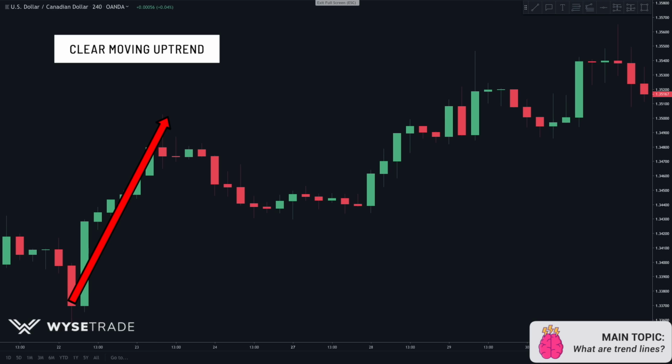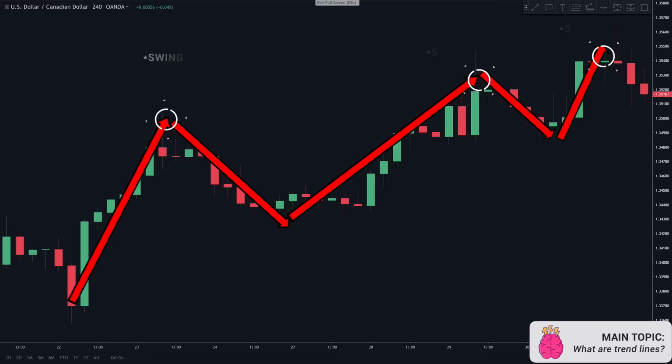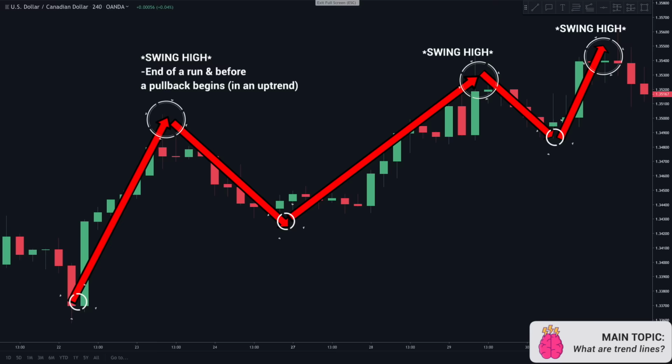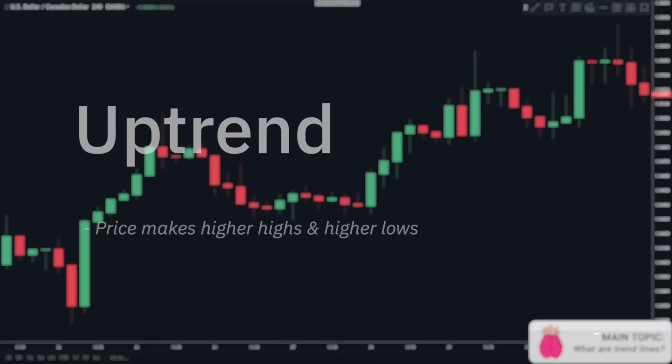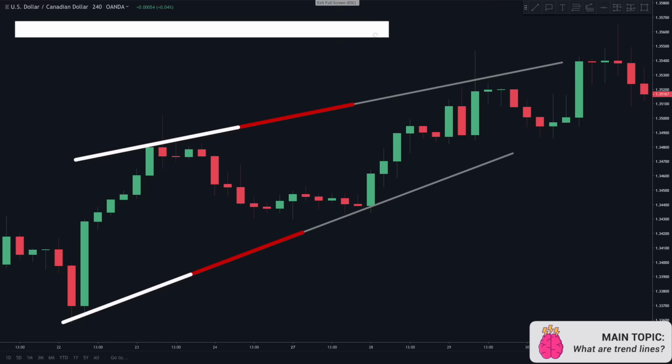At the top of each run, before the pullback begins, this is what we call a swing high. At the bottom of each pullback, before a run begins, this is what we call a swing low. So what this means is, in an ideal uptrend, price will be making higher highs and higher lows. Now, a trend line is then applied to connect the swing highs along the top and swing lows along the bottom.